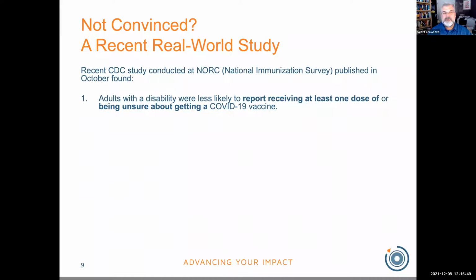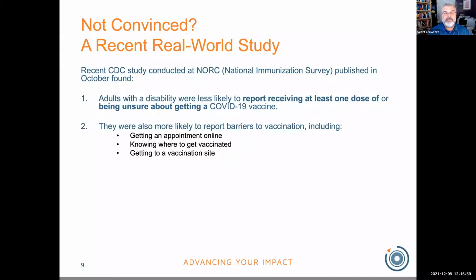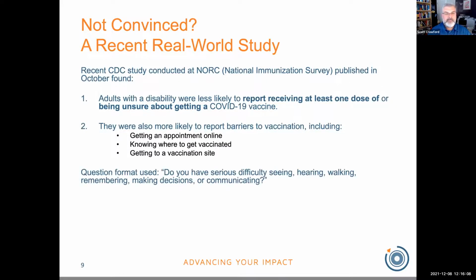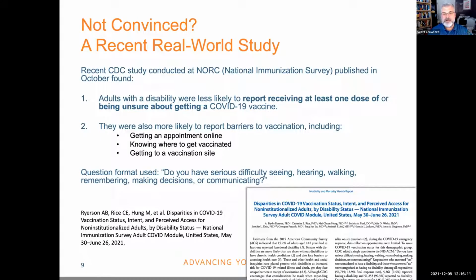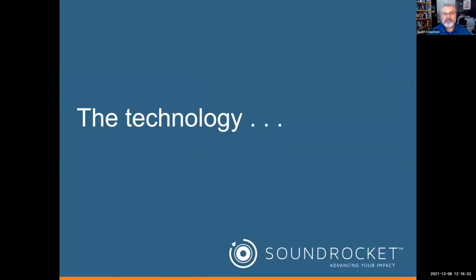And if you're studying these topics and looking to understand them, and you have a design that also misses these people, that might be a problem. They were also more likely to report barriers to vaccination, including getting an appointment online, knowing where to get vaccinated, and getting to the vaccination site. Just for those methodologists interested, this is the article if you really want to dig into that, and this is the question format. This is a simple question format to identify whether people have significant disabilities that impact how they deal with daily life. So it is really important that we find ways to make sure these individuals are included in our studies.